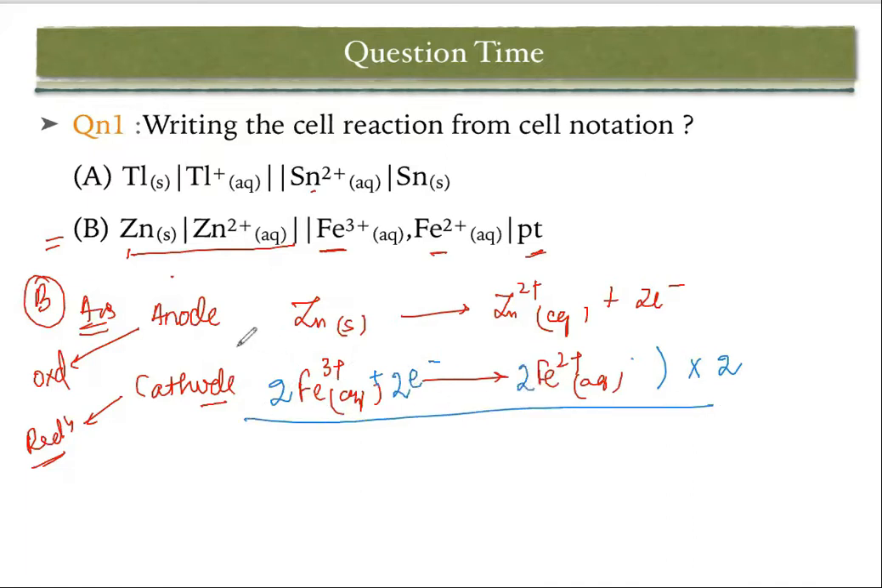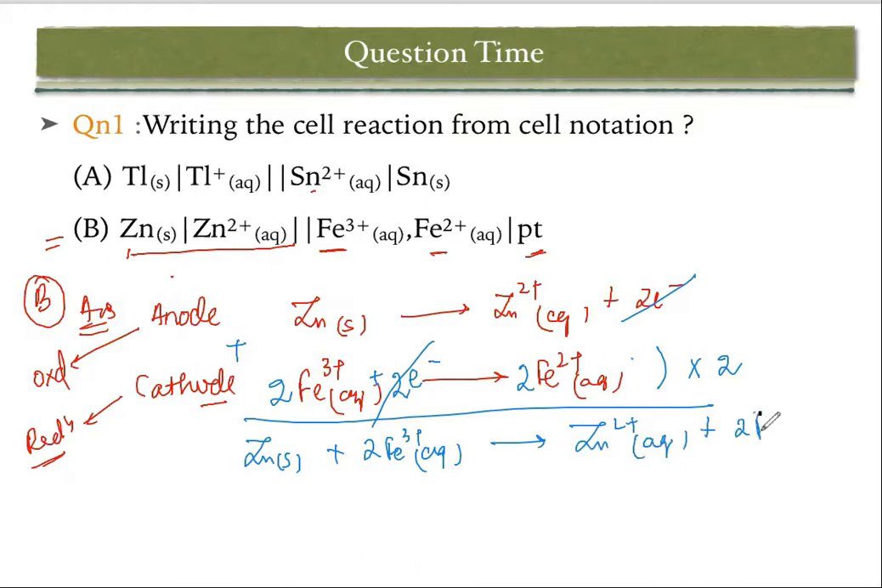Now add this complete reaction. So 2 electrons cancel out. So Zn solid plus 2 Fe3+ aqueous is going to give Zn2+ aqueous plus 2 Fe2+ aqueous. So here n is equal to 2. This is the complete reaction.